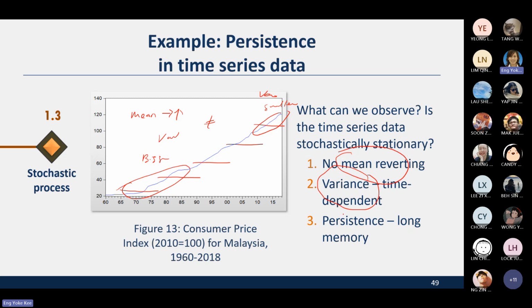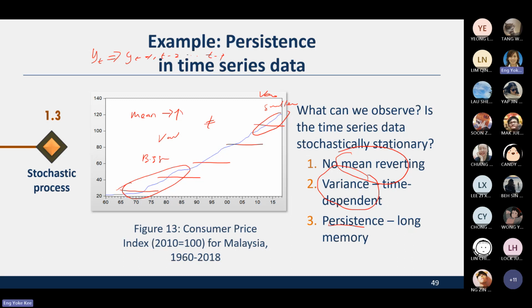Now the other thing you see is persistency. What do we mean by persistency? Persistent is a characteristic where your data is influenced by its past value. Your behavior now is highly influenced by your past behaviors. This is what we mean by persistent in time series data.